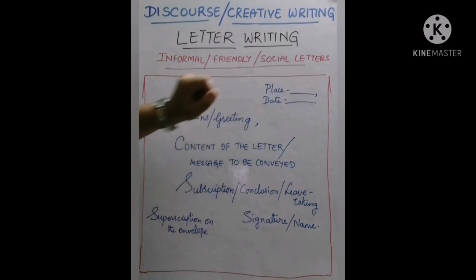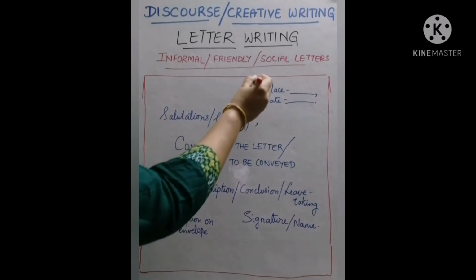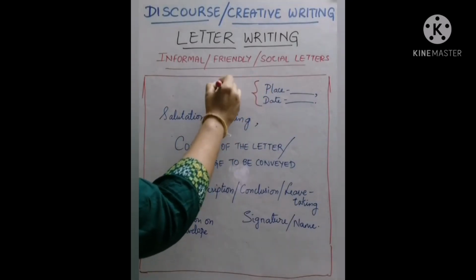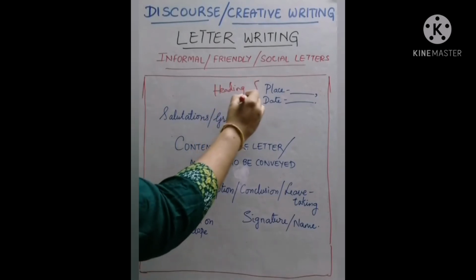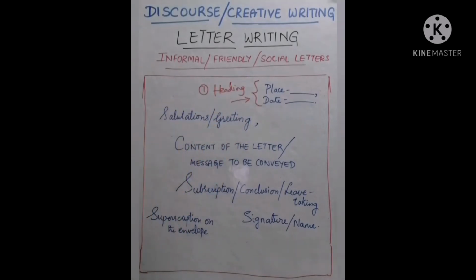Here first we have to start with place and date. Okay. You can write it in the right corner of the letter, or if you keep it to the left also, no problem. So this becomes the heading of the letter. What is this? Place and date. This becomes the heading of the letter, the first part of your structure. Okay, the structure or the outline of the letter that you are writing.